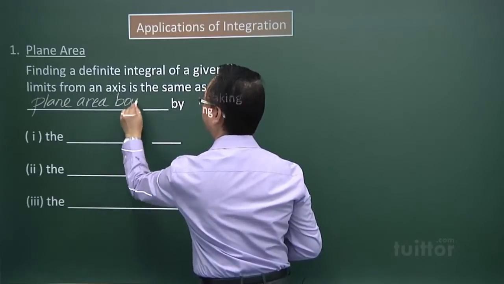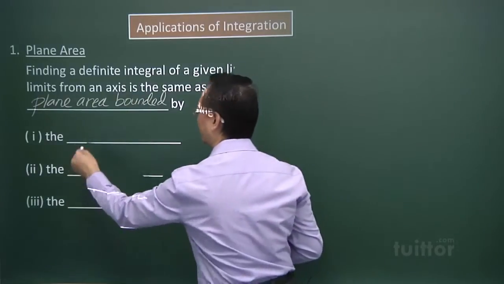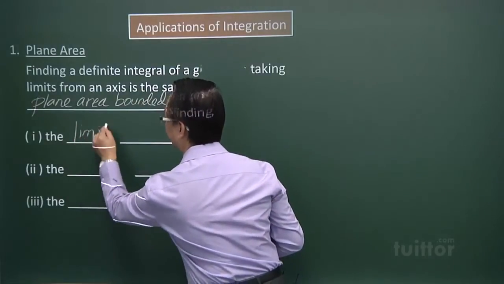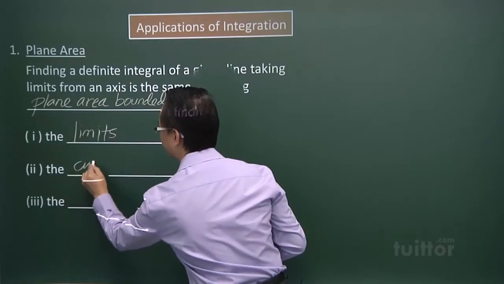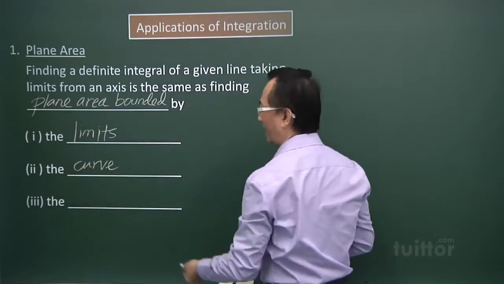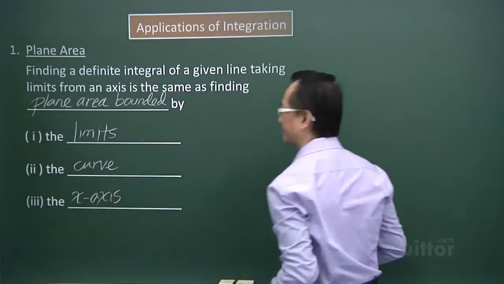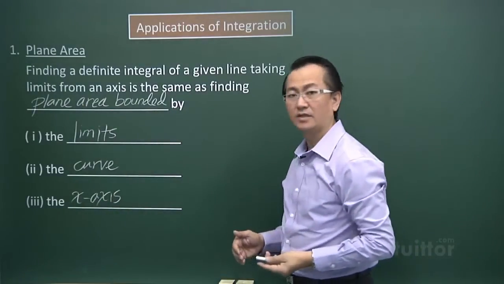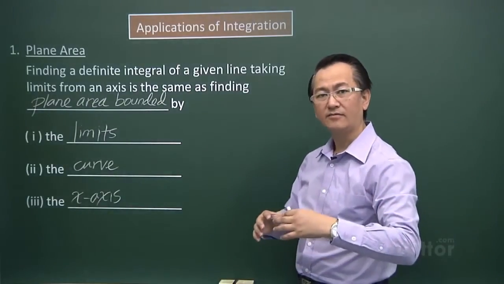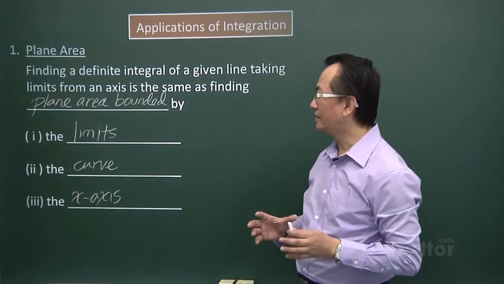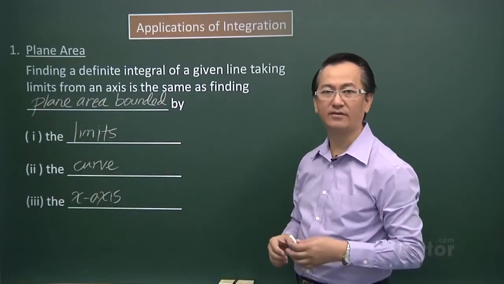bounded by first the limits, and then the curve, and the x-axis. So these three parts actually constrain an area. That area is called the plane area bounded, or the bounded area.